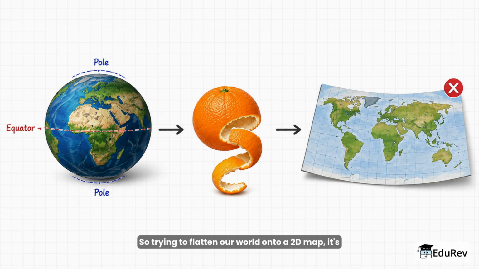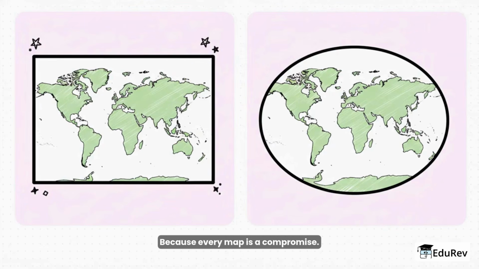So trying to flatten our world onto a 2D map, it's exactly like trying to flatten an orange peel without tearing it. It is literally mathematically impossible to do perfectly. Because every map is a compromise, map makers have to choose what they are willing to distort.